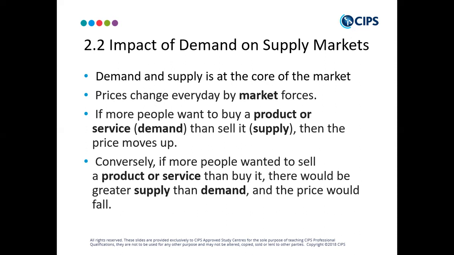So now we're going to talk about demand and supply. But first, we'll start with demand. Demand and supply is at the core of the market, right? So why is it at the core? When people want to buy a product, it's because of demand. So if more people want to buy a product or service than sell it, then the price moves up. This means this, guys: if supply is low and the demand is high on something, prices go up.